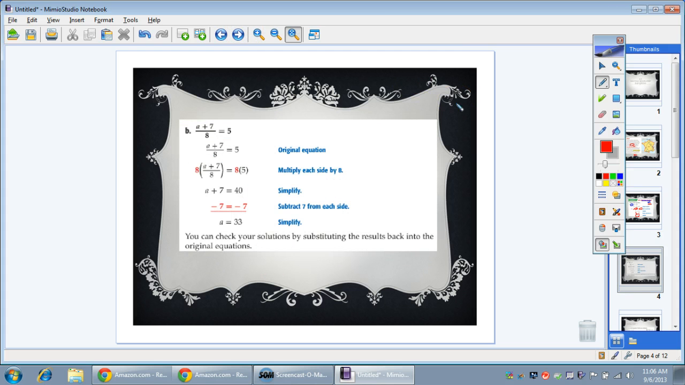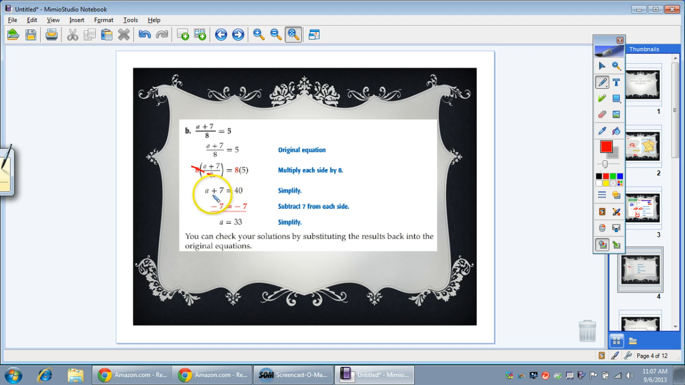Here's another example of solving a multi-step equation. Here you have the quantity a plus 7, and this entire thing is divided by 8, equals 5. The opposite of dividing is multiplying. So we get rid of the 8 on the bottom by multiplying by 8 on each side. 8 divided by 8 is 1, so that cancels out. What you have left is a plus 7. 8 times 5 is 40.